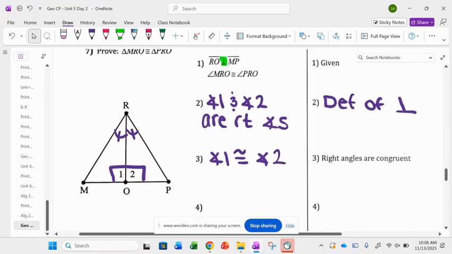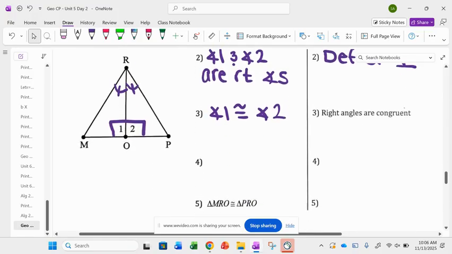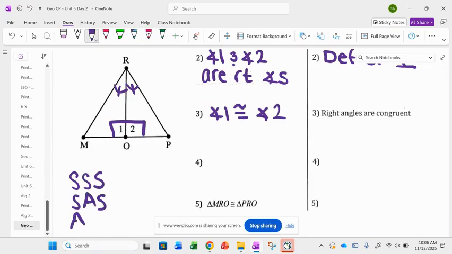All right, and our last step is to prove the triangles congruent, so we know it's going to either be SSS, SAS, or ASA. But we're missing one step. We just have two angles. So we definitely need a side. Anybody see how we can get a side?